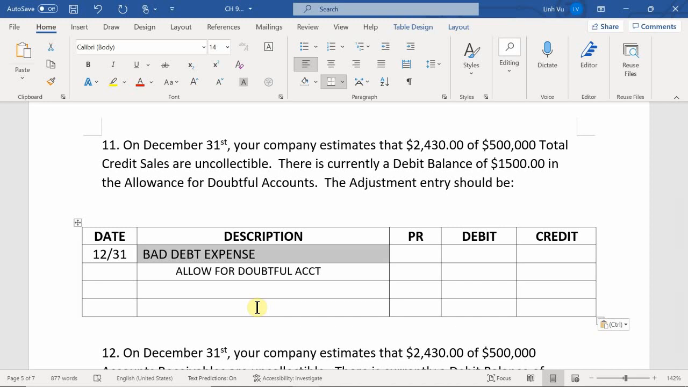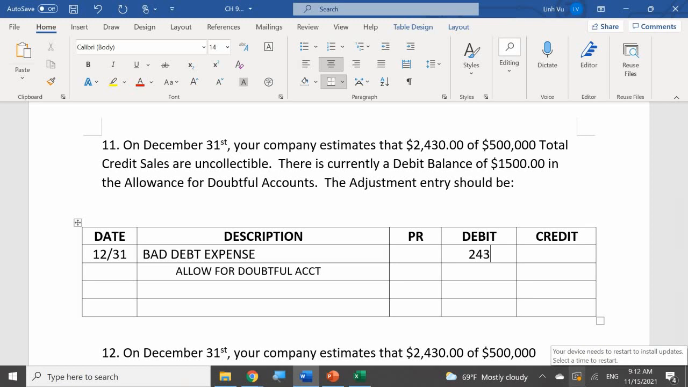All I care about is what my total credit sales was. In this case, the estimated amount was only $2,430. So the only number I care about here is my estimated number for my total credit sales, $2,430. Okay.